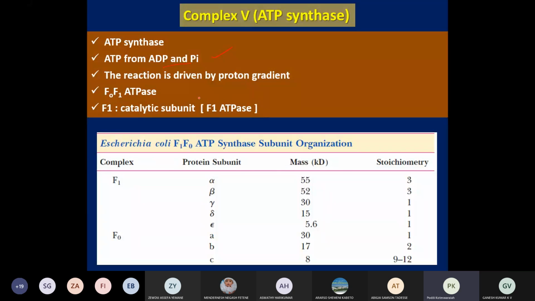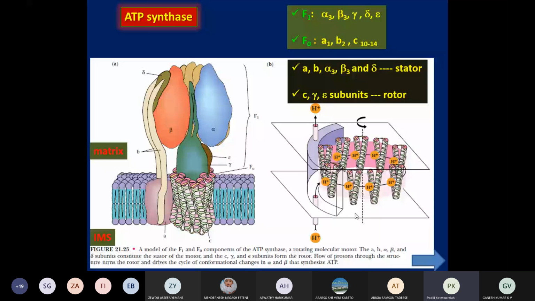This ATP synthase has two subunits, the F0 subunit as well as the F1 subunit. The F1 subunit is also a multi-complex and has the enzyme catalytic activity. Each of the F1 and F0 complexes has many subunits, as you can see here. When we see the structure, this enzyme is embedded in the membrane, and it has a characteristic knob and stalk like structure.